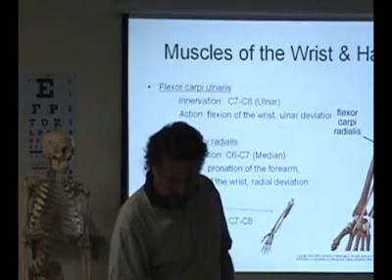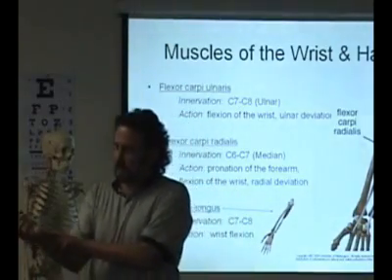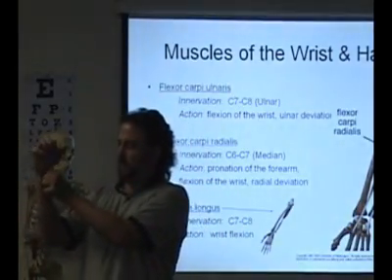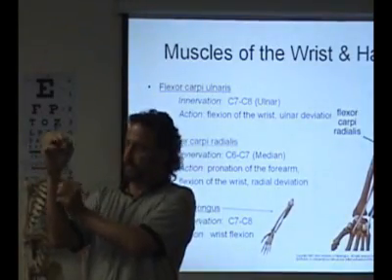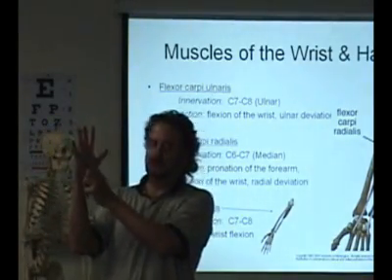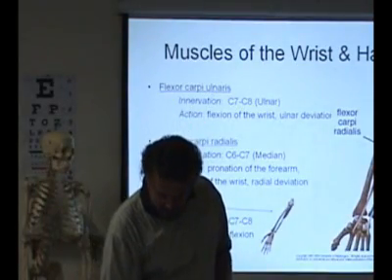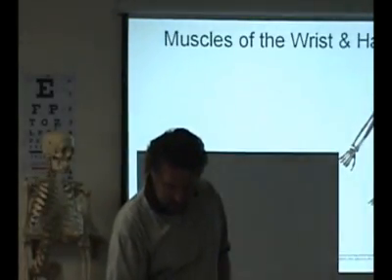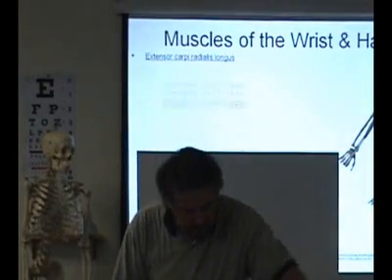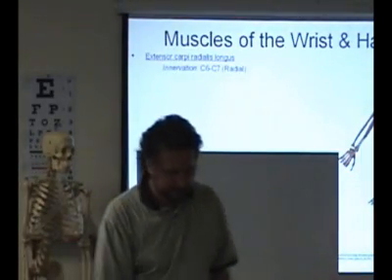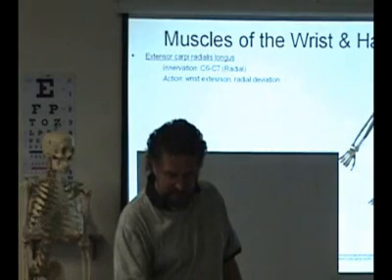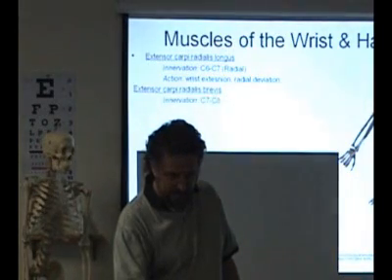And then palmaris longus, that one's more superficial. It doesn't go through the carpal tunnel because it doesn't actually insert onto bone, it inserts onto this palmar aponeurosis. So then you have the extensor muscles on the other side, and then I'm going to show a little video clip here.